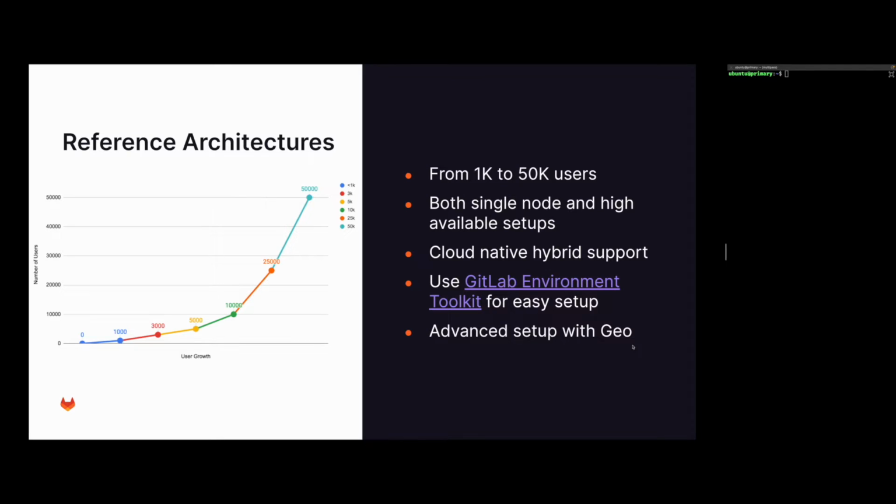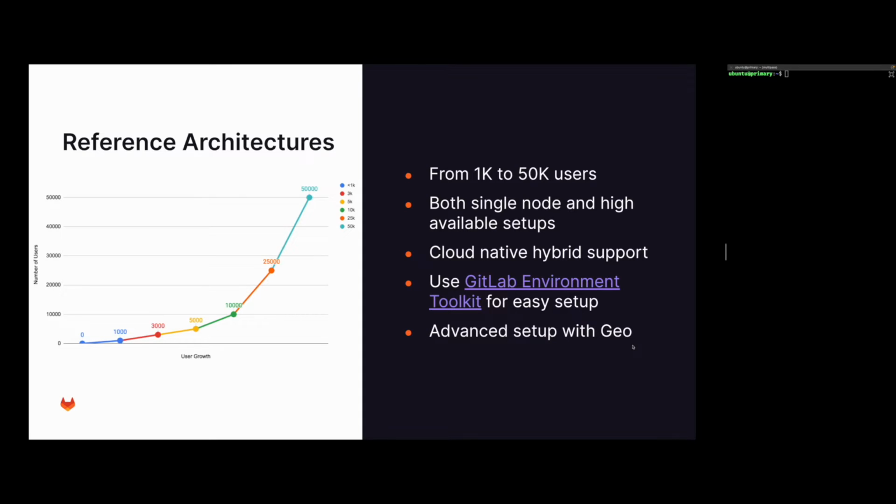Next to this Omnibus installation, we also support reference architectures up to 50,000 users. You can imagine that if you run an instance with 50,000 users, a single instance with all components running on the same machine is not efficient and effective anymore. At that time, you need to scale. You need to scale both horizontally and vertically, going from a single node to multiple nodes, separate nodes for the database, separate nodes for Redis, etc. And also scaling horizontally with different nodes, for example in an application cluster or in a Redis cluster.